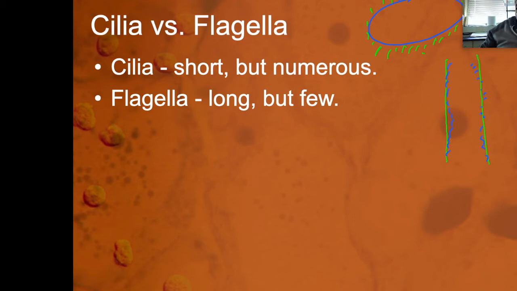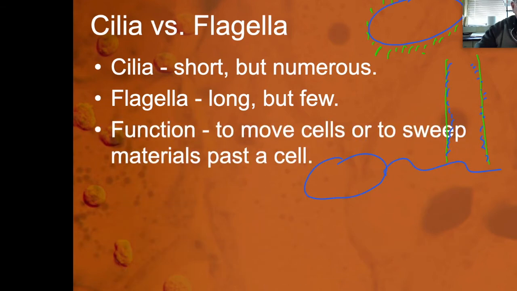All right, flagella means whip, and that's going to be more like a long tail on a cell. Now, there are protists that use these, but most commonly we think of sperm cells that use those. These are basically, like I said, to help them swim or to move things around inside of an organism.